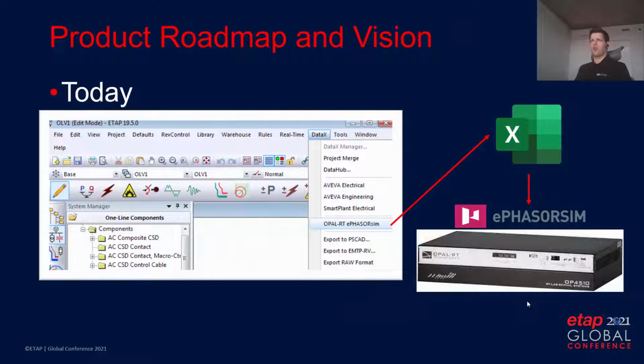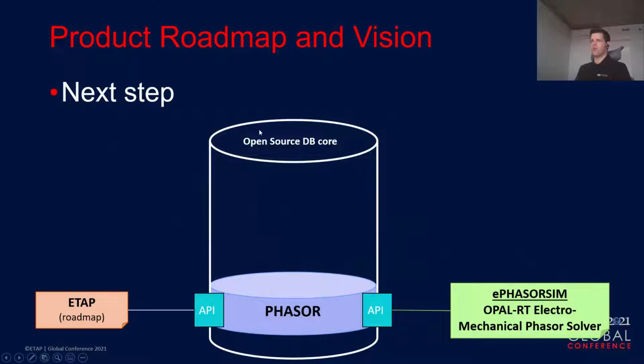So today, regarding our product roadmap and vision, today you have the option in the DataX menu to export to ePHASORSIM. This generates an Excel file as it has been shown, and this is then brought to ePHASORSIM on our OpalRT platform. A next step that we'll be looking into this year is to migrate these scripts to our open source DB core. That's a new technology.